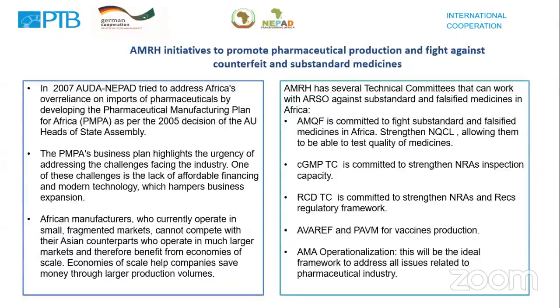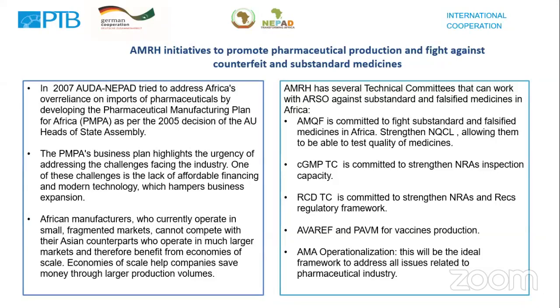To promote pharmaceutical production, AMRH, African Medicine Regulatory Harmonization, based in Midrand in South Africa, has some technical committees to fight against counterfeit and substandard medicine in Africa. But first, in 2007, AU and NEPAD tried to address Africa's over-reliance on imported pharmaceuticals by developing the Pharmaceutical Manufacturing Plan for Africa, PMPA, as per the 2005 decision of the African Union Heads of State Assembly.